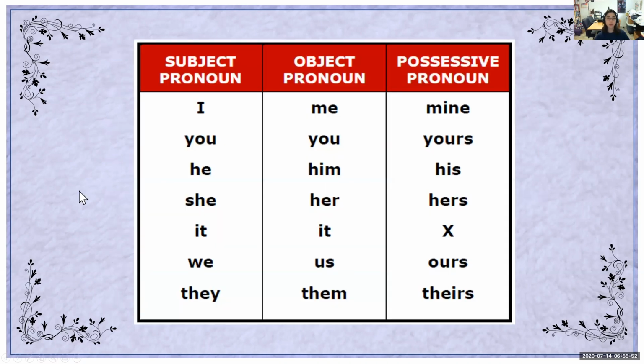Then we reviewed this chart, and you guys and girls copied down all of these pronouns so that you can refer to them for subjective pronouns, objective pronouns, and possessive pronouns.